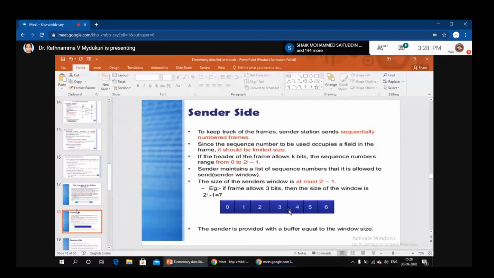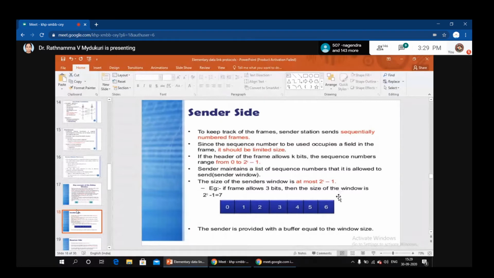Just observe carefully. What is this window for? In order to know how many frames are present for transmission. And sequence numbers are given here in order to know which frame you have sent. Now the sender maintains a list of sequence numbers that are allowed in the sender window. Now the size of the sender window is at most 2 power k minus 1.